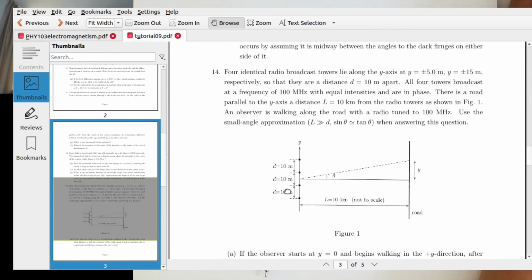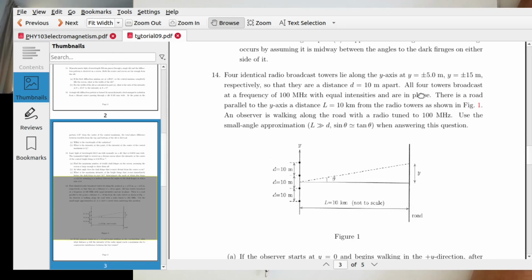So it's this problem. I have 4 identical radio broadcast towers, so basically EM waves. The y-axis is here, and then the positions are here, right? So plus and minus 5, plus and minus 15. That means each radio tower is separated by 10 meters, as given here. So the distance is 10 meters apart.